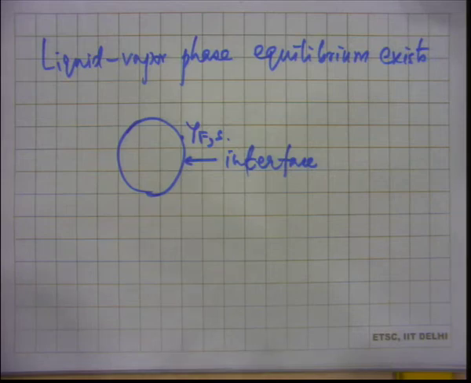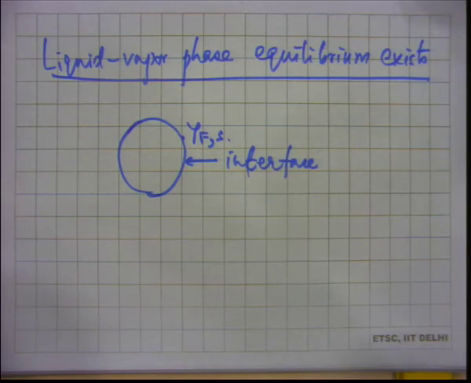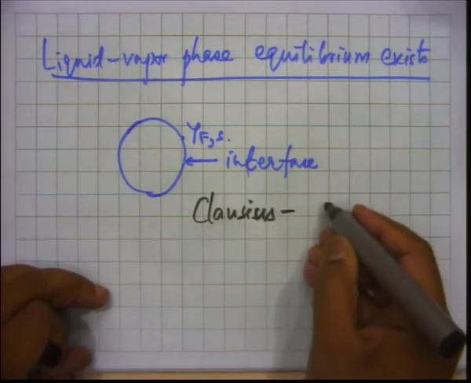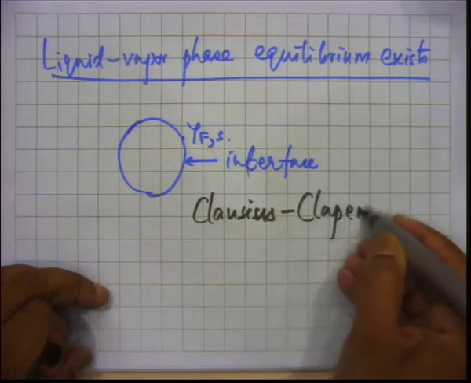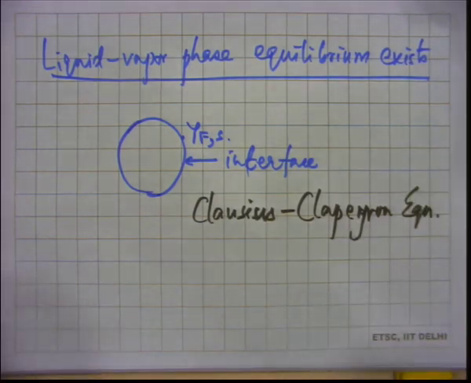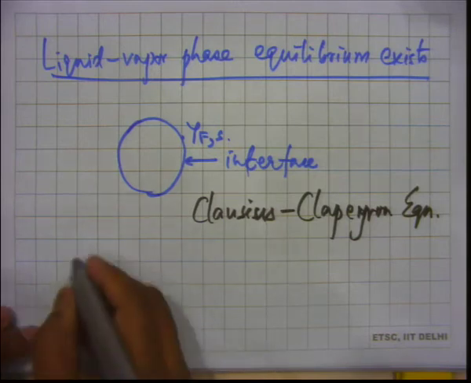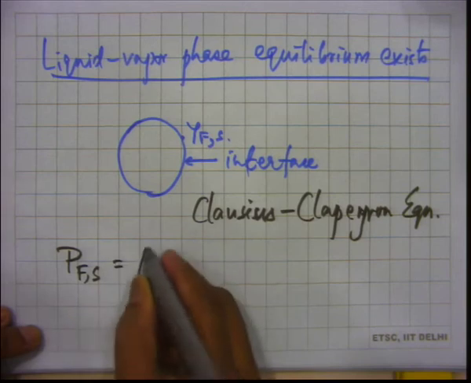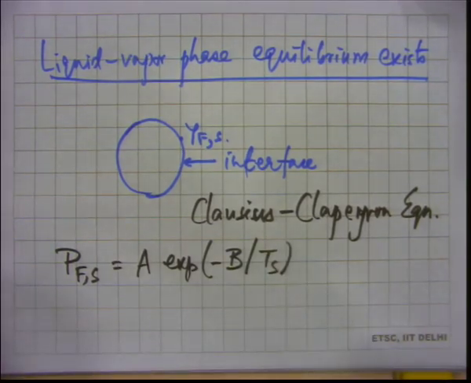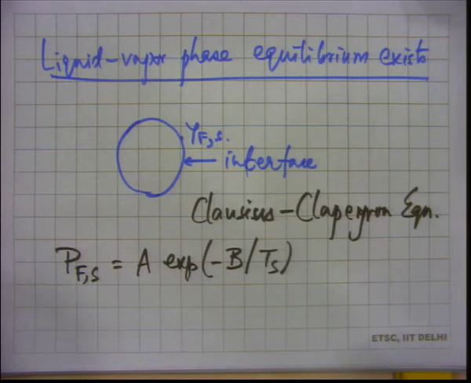You studied phase equilibrium in thermodynamics, so we are talking about that phase equilibrium. And we can use a familiar equation for this. You can read about this equation from a thermodynamics book. This is called Clausius-Clapeyron equation, which will describe the liquid-vapor phase equilibrium at the interface. So what that tells us is PFS is, in very simple terms, these A and B are some constants which depend on some properties. But this is roughly what it is. Now, what is PFS? It is the partial pressure of fuel at the surface.